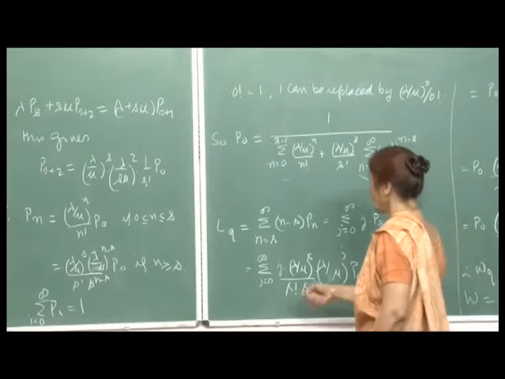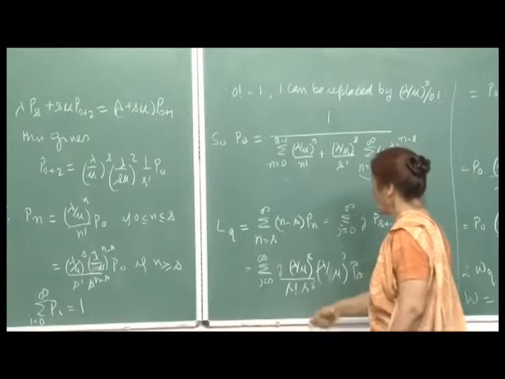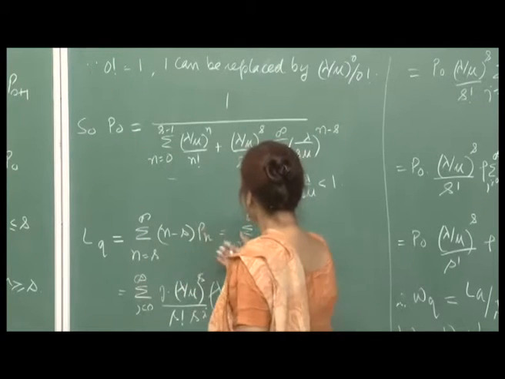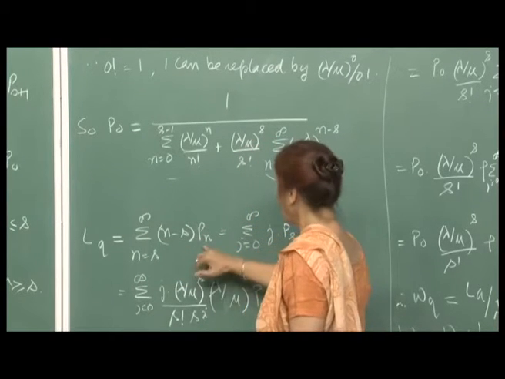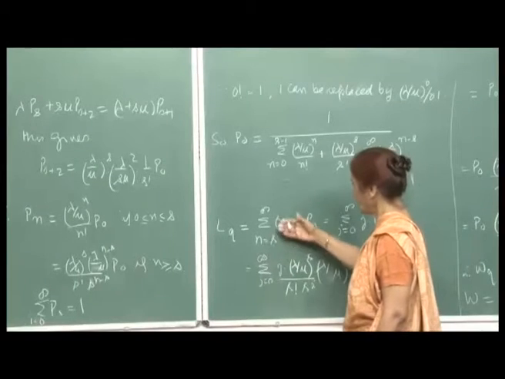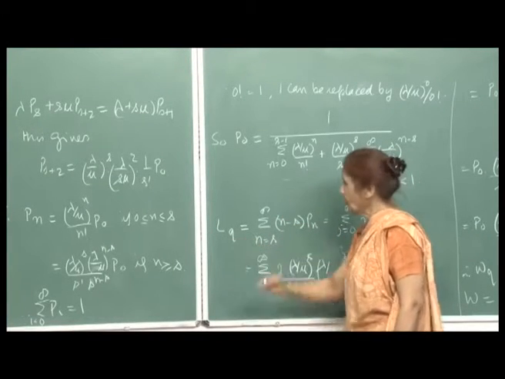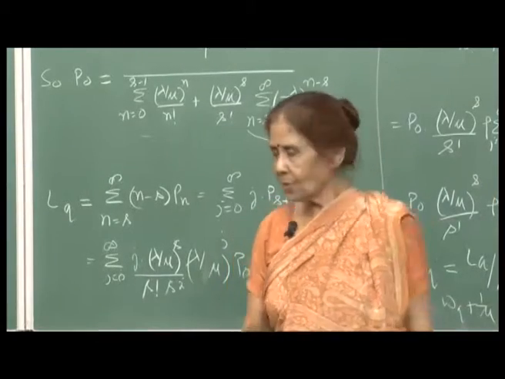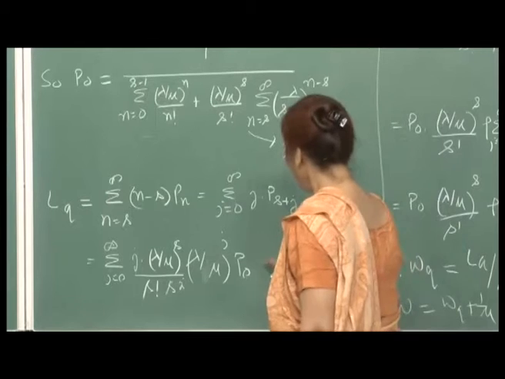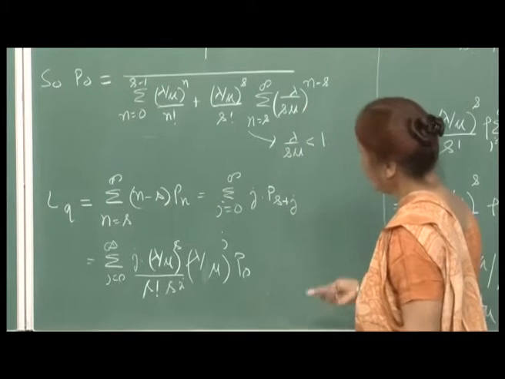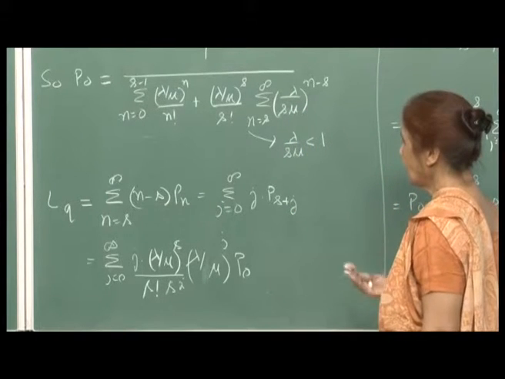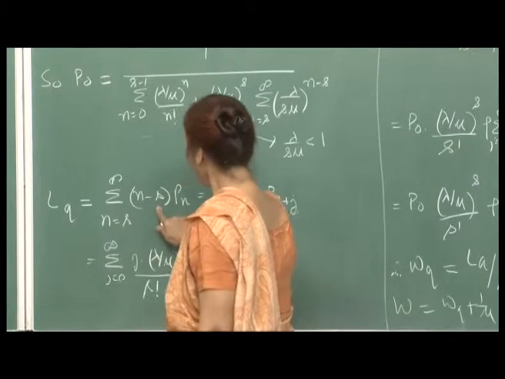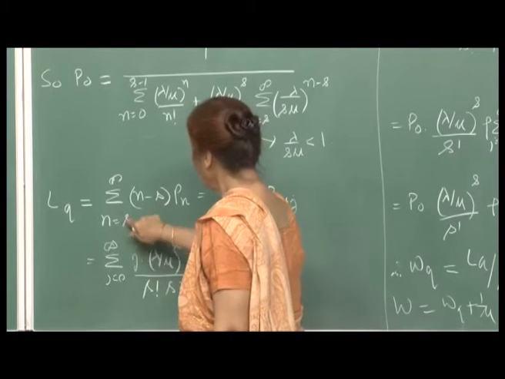So, let us just look at the expression for LQ, which will be n minus s, and you can see the reason, because there is a neat expression now for the probabilities when n is s or more than s. So, I am writing LQ, and since I can get L from LQ, it is enough that I compute this, and once I get LQ, I get L, then I get W, I get WQ. So, that is the thing. So, let LQ we will write as the sum of n minus s times p n, where n is varying from s to infinity.